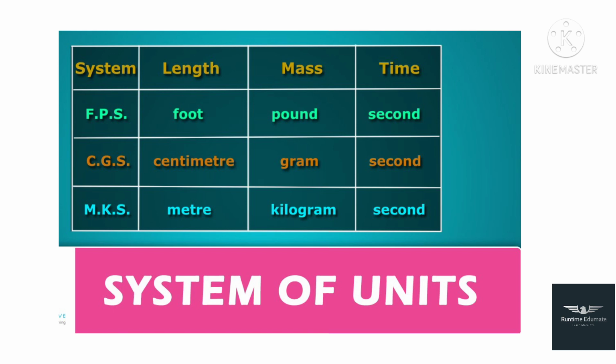In SI unit, several basic physical quantities are given internationally accepted units. The selection of SI unit is based on the following properties. Number 1, the unit should be of convenient size. Number 2, it should be well defined. Number 3, the unit should be reproducible. Number 4, the value of unit should not change in different frames of reference.